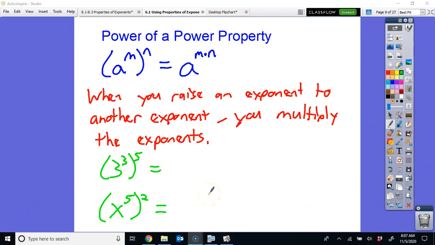So when you raise an exponent to another exponent, you multiply the exponents. So 3 to the third raised to the 5th power, that means really 3 to the third times itself 5 times. That would be tough to do in your head, tough to type into the calculator. But you can simplify it, make it easier to type in the calculator. 3 times 5 is 15. So it's the same thing as 3 to the 15th.